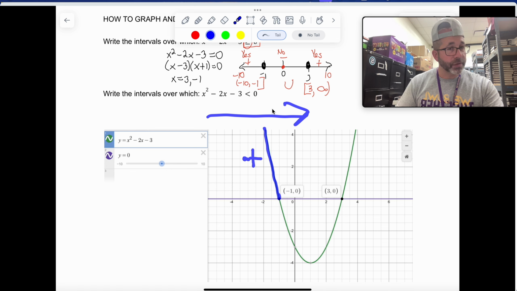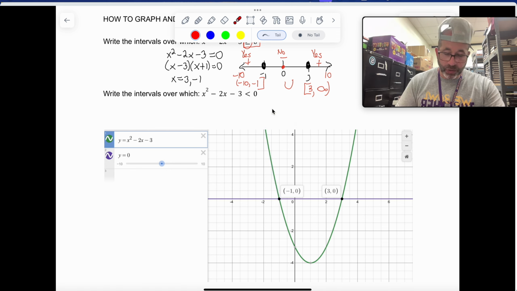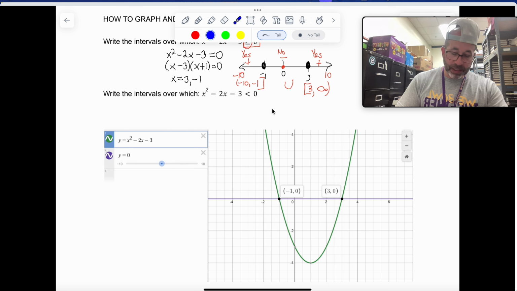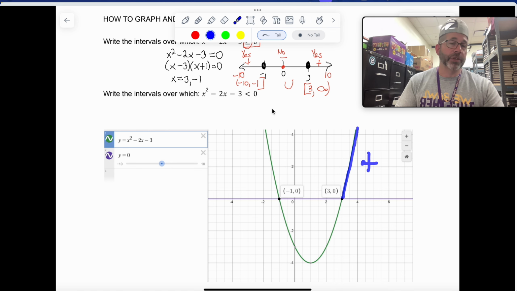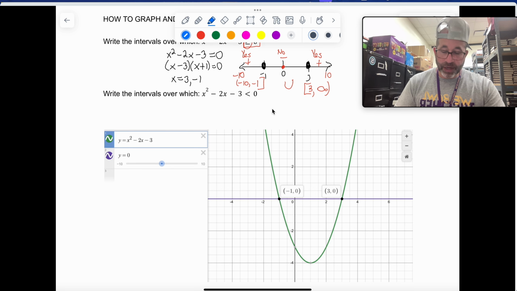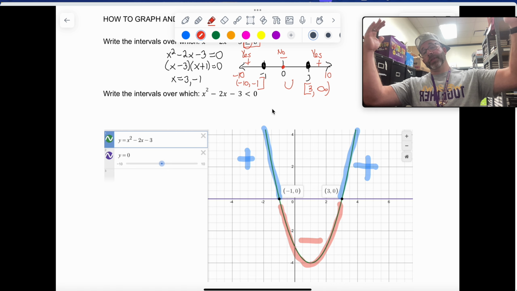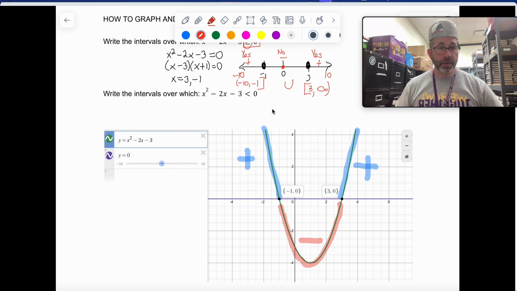I'm above the x-axis. And then I'm going to switch, and now I'm going to be over here. I'm negative. I'm actually under the x-axis. And then I'm going to continue back on to the right here, and we're going to be above the x-axis, and so we're positive again. So if we look at this graph again, right here and right here is where we are positive, and right in the middle is where we are negative. We're above the line and we're below the line.